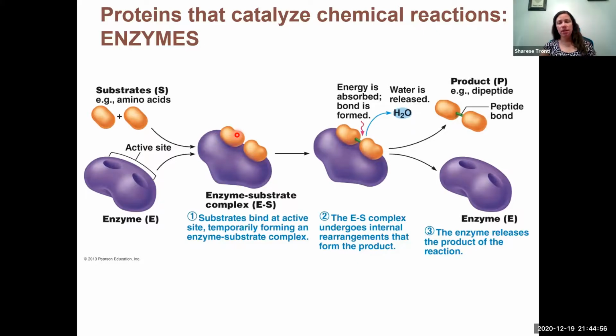The second step is the formation or breaking of these bonds. This is where the chemical reactions are actually occurring. So in this example, they're showing the formation of this bond. And then the third step is the release of the product. The enzyme is unaffected, so now it can go and bind to new substrate and do the whole process all over again.